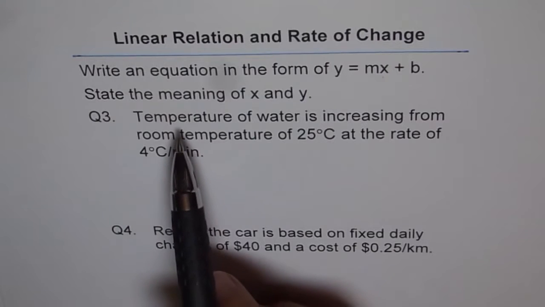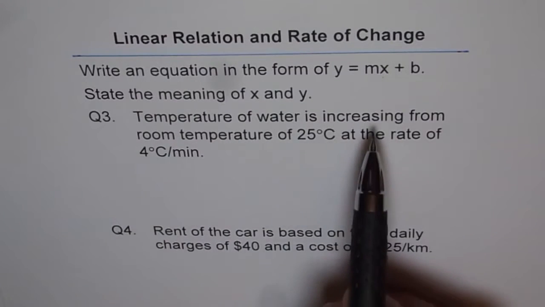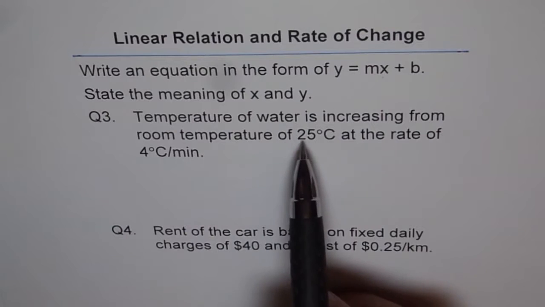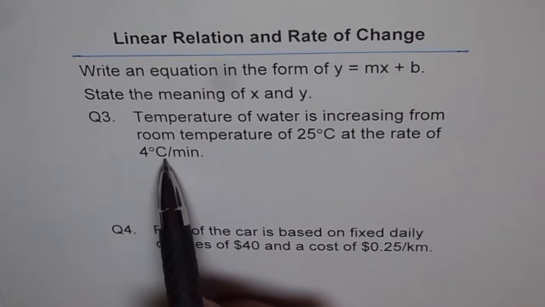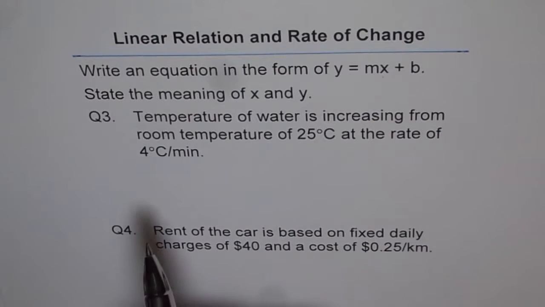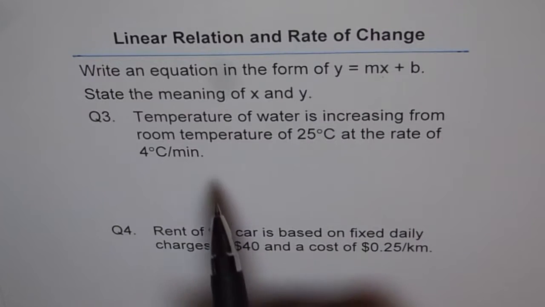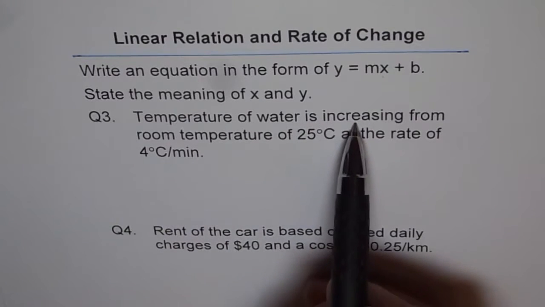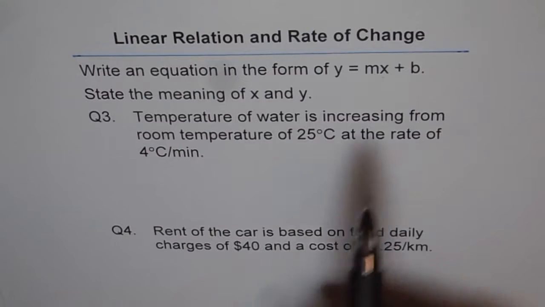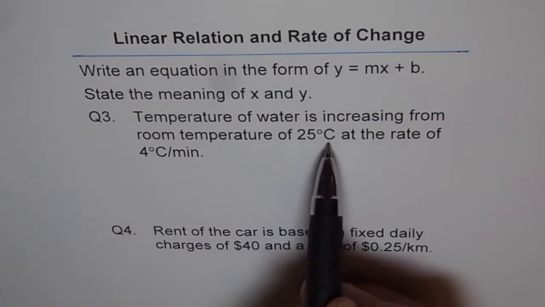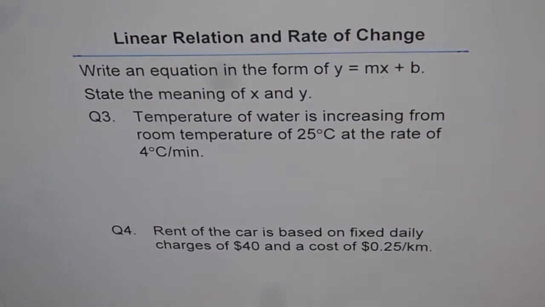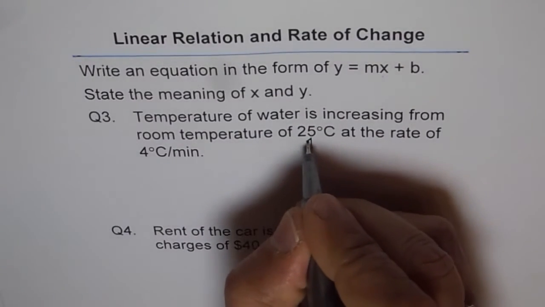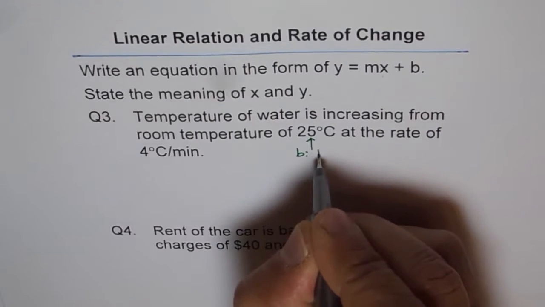Question 3. Temperature of water is increasing from room temperature of 25 degrees centigrade at the rate of 4 degrees centigrade per minute. Now, read it once again. It says temperature of water is increasing from, that means initial temperature, right? Room temperature of 25 degrees centigrade. That means this is the initial temperature, right? Let me write it in a different ink, okay? So that becomes the value of b, which is the initial temperature.